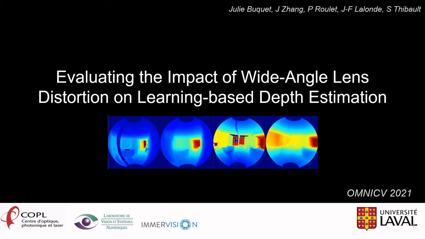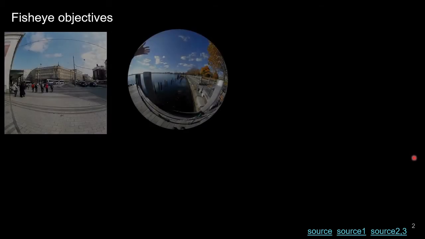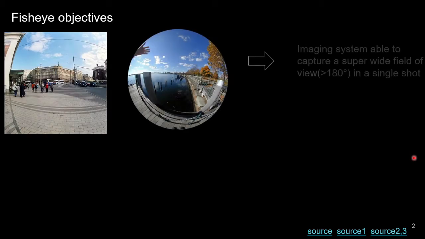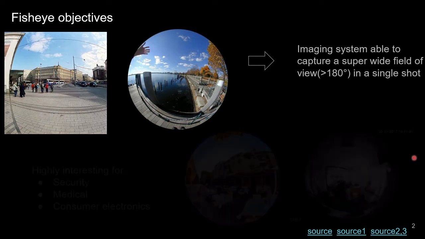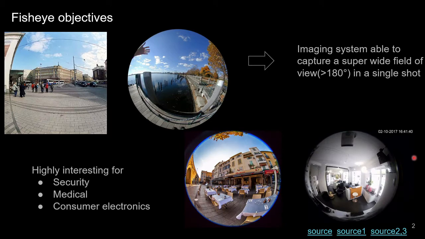Fisheye objectives have proven very interesting for the computer vision community with their ability to capture a super wide field of view in a single shot. The perspective of gathering this amount of information makes such images highly interesting for scene understanding in various fields of application such as security, medical, or consumer electronics.